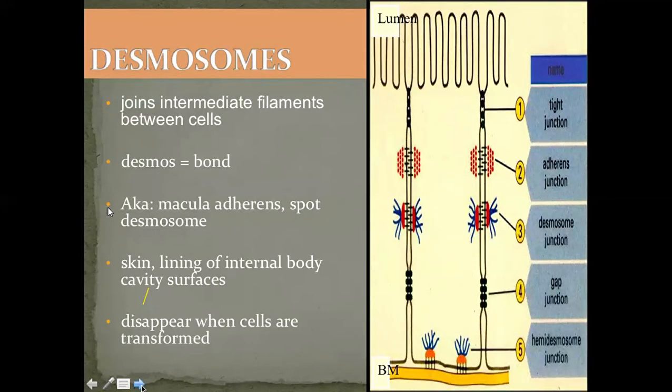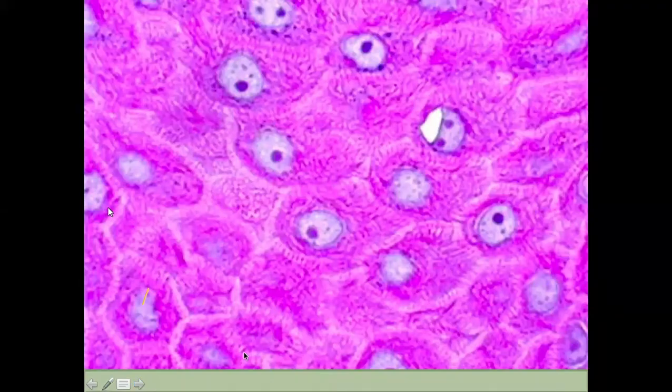Then the desmosomes. The desmosomes join intermediate filaments between the cells. So when you say desmos, it means bond. We have ang tawag niyan, mighty bond, pandikit. So this is also known as macula adherens or the spot desmosome. So they are seen in the skin and the lining of the internal body cavity surfaces. So they disappear when the cells are transformed. As I have said kanina, desmosome is the only thing that we can see under ordinary microscope.